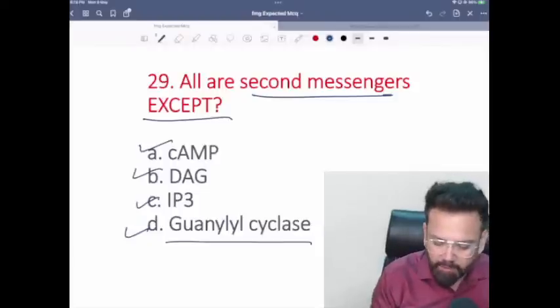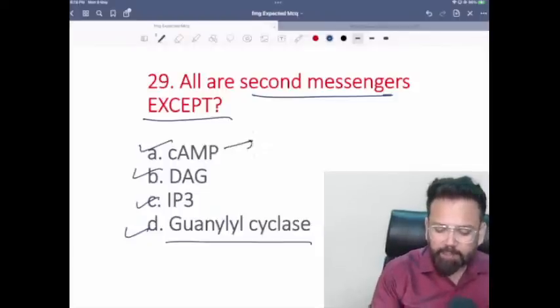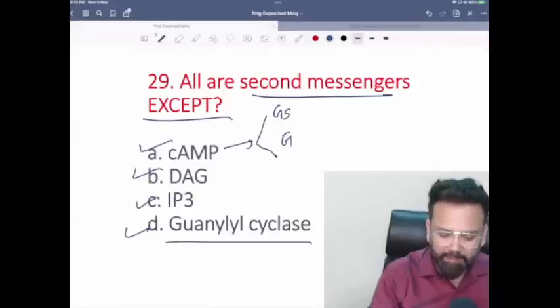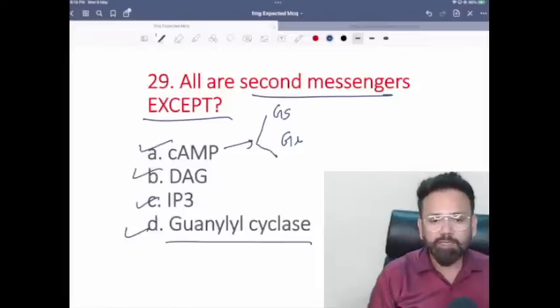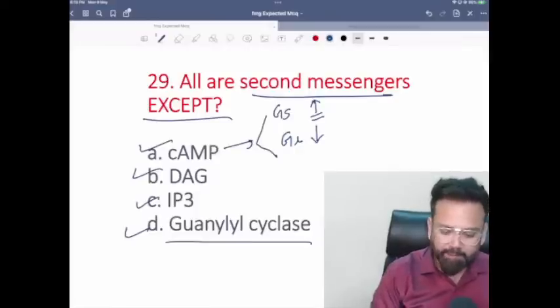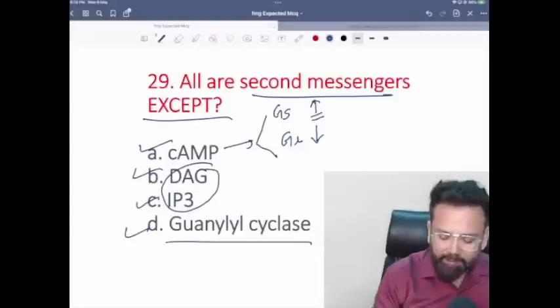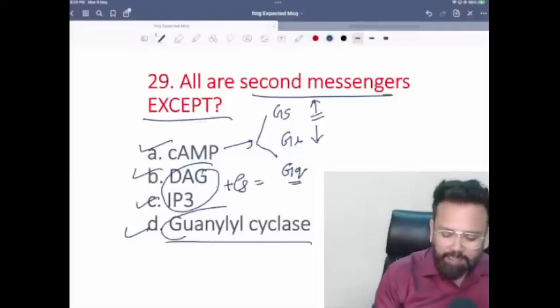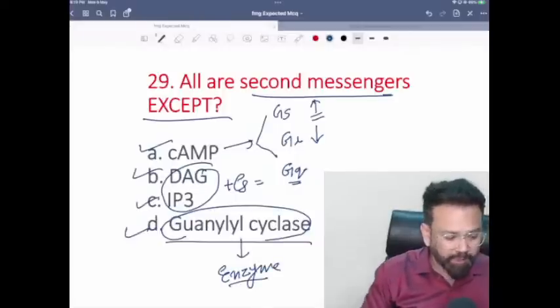Very good, Prafulgar. Cyclic AMP is the secondary messenger for GS and GI, G stimulatory and G inhibitory. In GS, cyclic AMP is increased. In GI, cyclic AMP is decreased. IP3, DAG along with calcium is the secondary messenger for GQ. And guanylate cyclase, this is not a secondary messenger, this is an enzyme. I hope you remember GS.